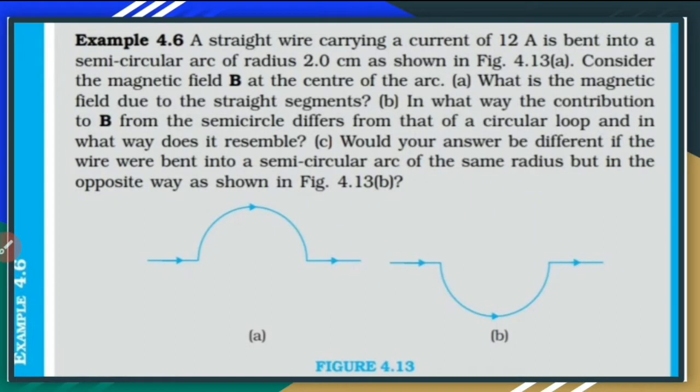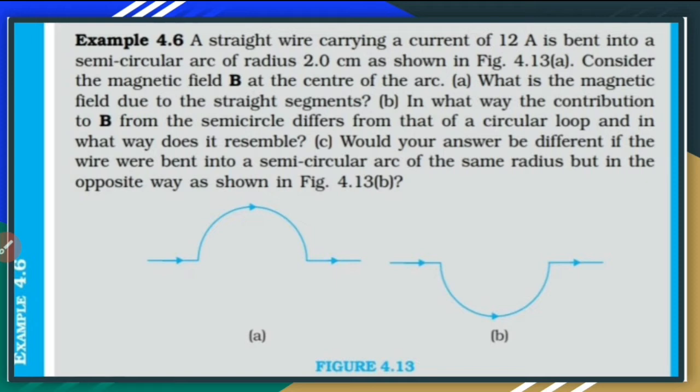Welcome to today's session. Today let's start with a problem based on the magnetic field at an axial point of a current carrying circular loop. Example 4.6. A straight wire carrying a current of 12 ampere is bent into a semicircular arc of radius 2 centimeter as shown in figure. Consider the magnetic field B at the center of the arc.